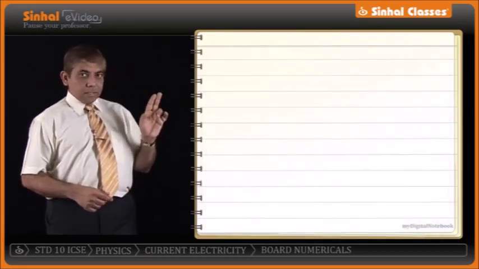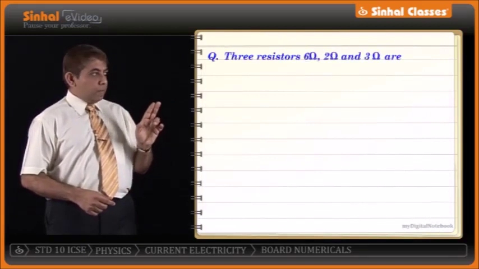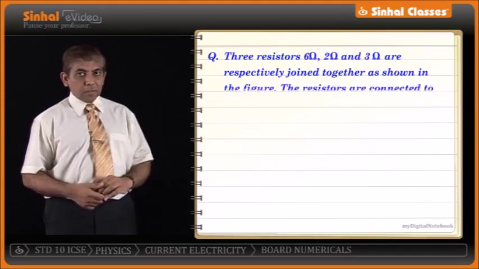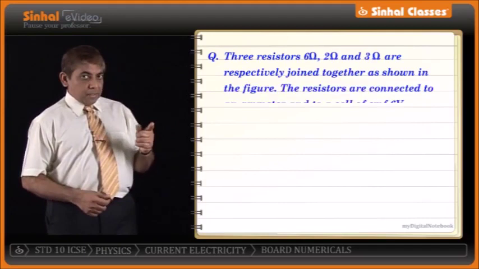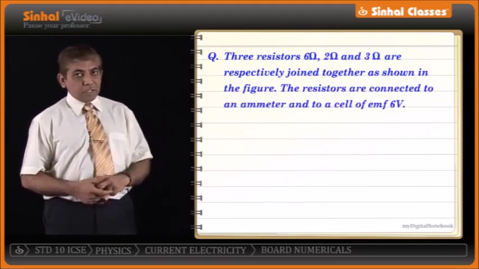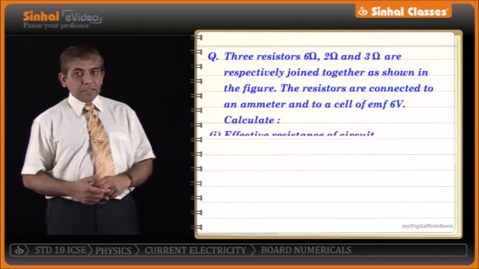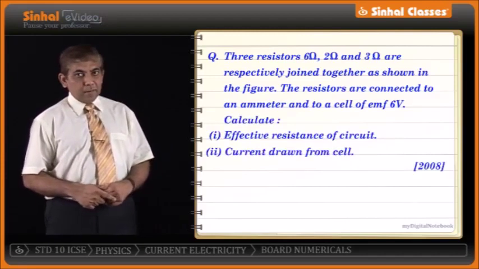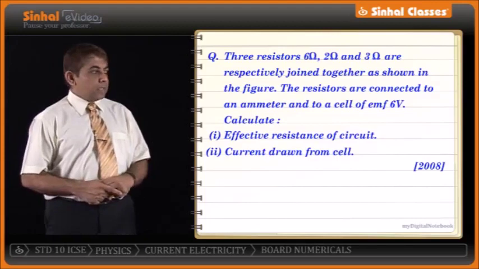3 resistors, 6 ohm, 4 ohm and 2 ohm are respectively joined together as shown in the network. The resistances are connected to an ammeter and to a cell of EMF 6 volt. You are asked to calculate the effective resistance of the circuit and the current drawn from the cell.